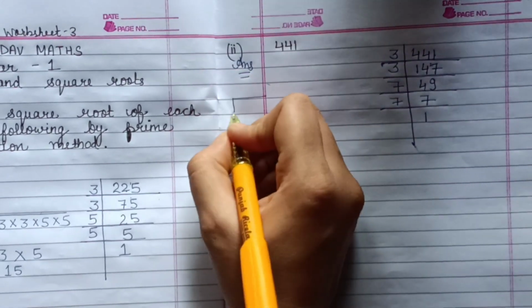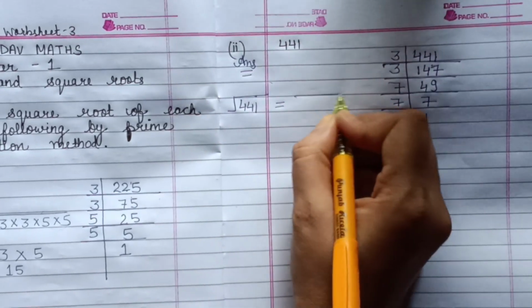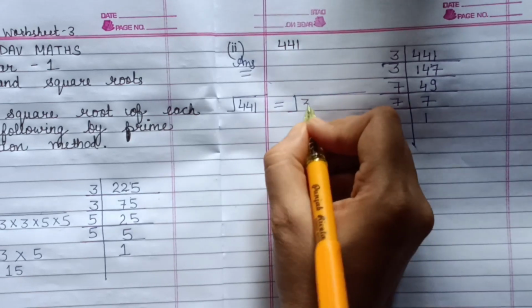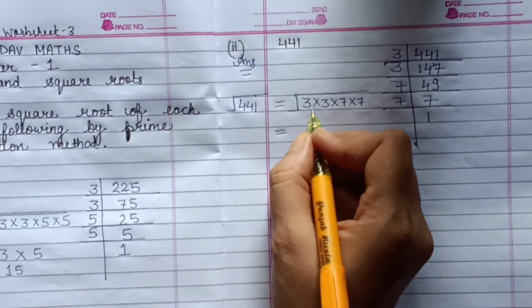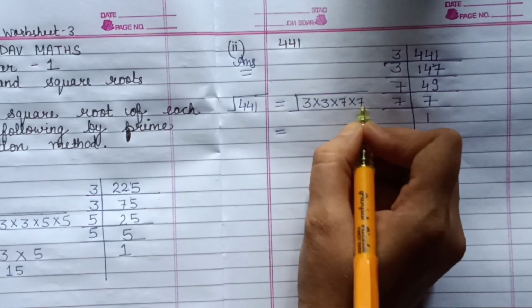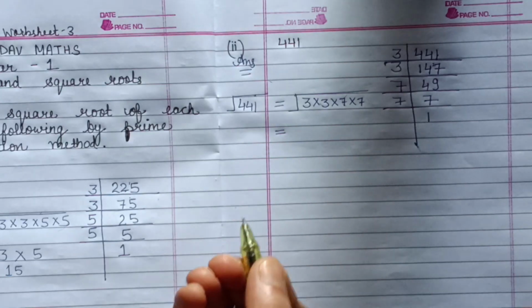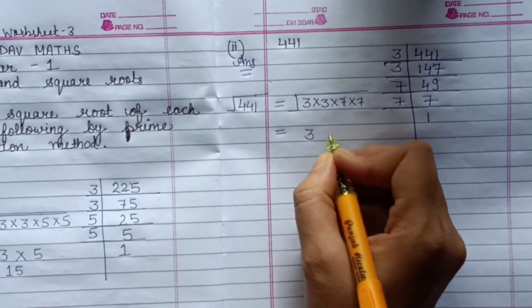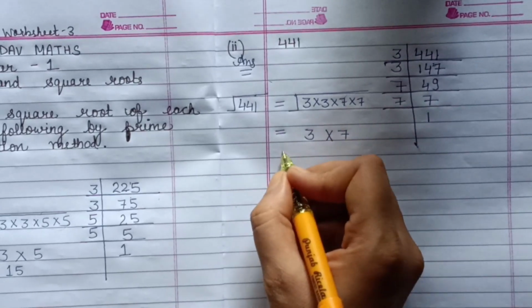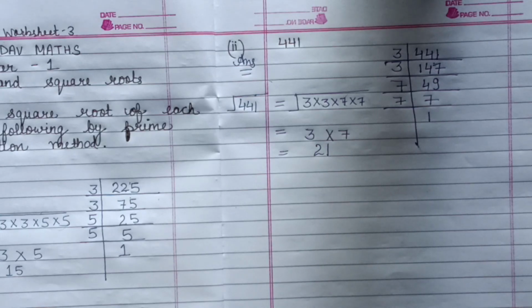Here I write 441 in the square root. This is the symbol of square root. Again I write the square root here: 3 multiplied by 3 multiplied by 7 multiplied by 7. This is a pair, and this is also a pair. 7 multiplied by 7, here two sevens are there, so this is called a pair. 3 multiplied by 3, here two threes are there, so this is also a pair. I write only one digit from each. 3 multiplied by 7 is equal to 21. So 21 is the square root of 441. This is the solution of this question.